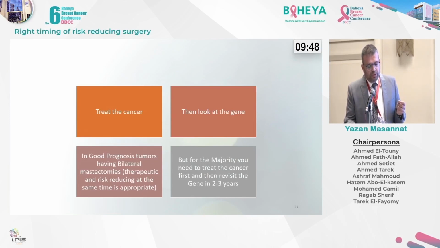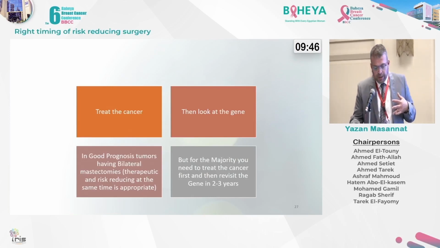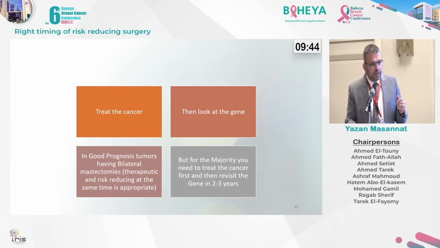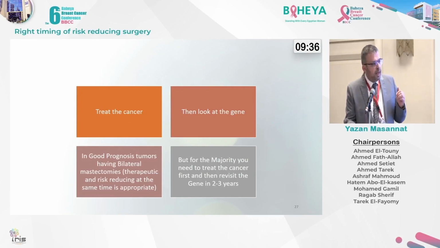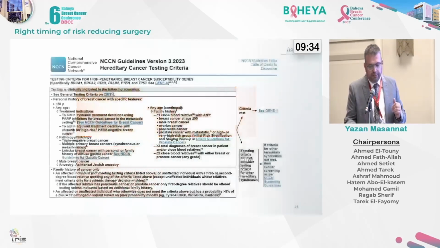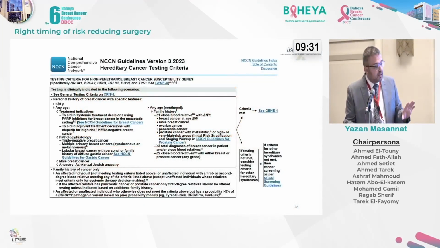Good prognosis tumors, I don't have any issues offering bilateral mastectomies. Tumors that have heavily node positive disease that are likely to cause problems and recur, I wouldn't do that. We will just treat them and revisit the gene in 2 or 3 years' time. And there are lots of guidelines, from the NCCN guidelines and NICE guidelines, on who to test.